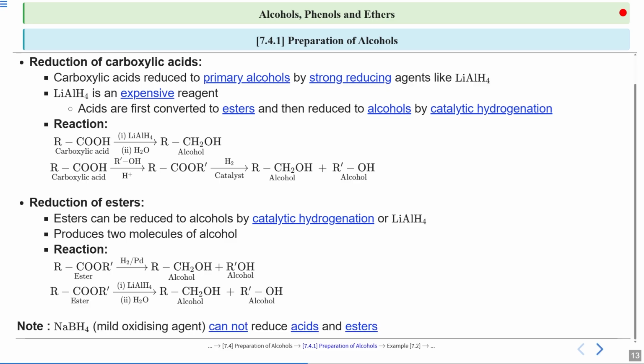There is a note. The note is that sodium borohydride, NaBH4, which is a mild reducing agent, cannot reduce acids and esters, which require stronger reducing agents. Okay, so NaBH4, that is sodium borohydride, we don't suggest to use as a reducing agent for the acids and the esters.